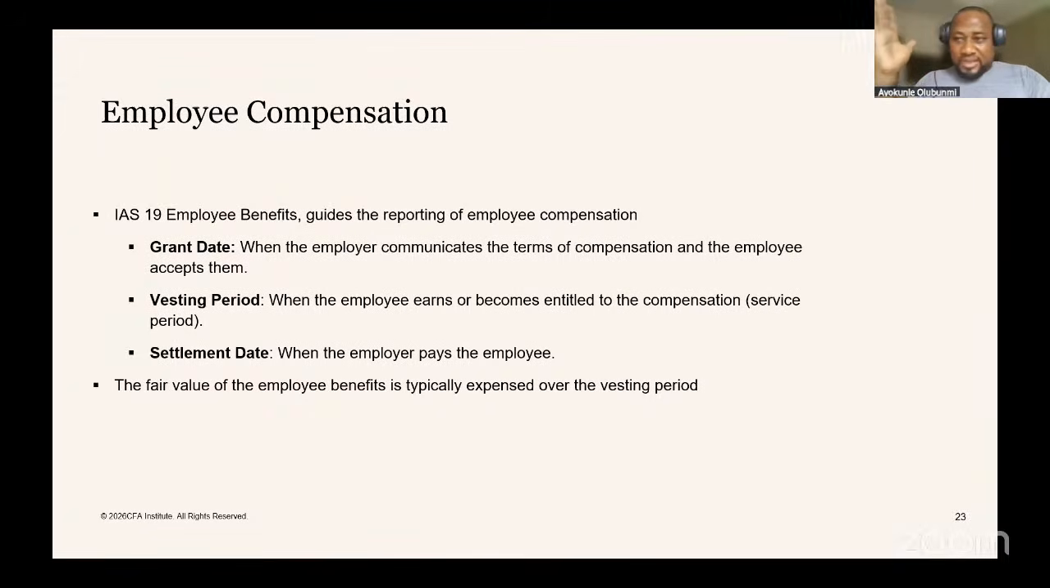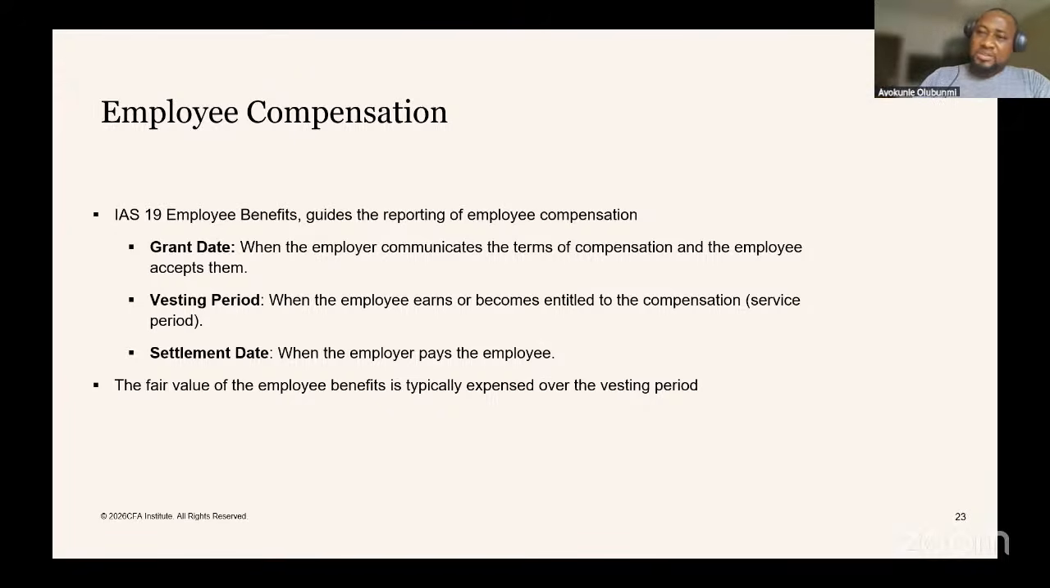Please note, oftentimes we get the value of that compensation on the grant day, and because that one can be tricky, particularly when you get to share-based compensation, know that the value of shares can be highly volatile. The value of that compensation is the value on the grant date.